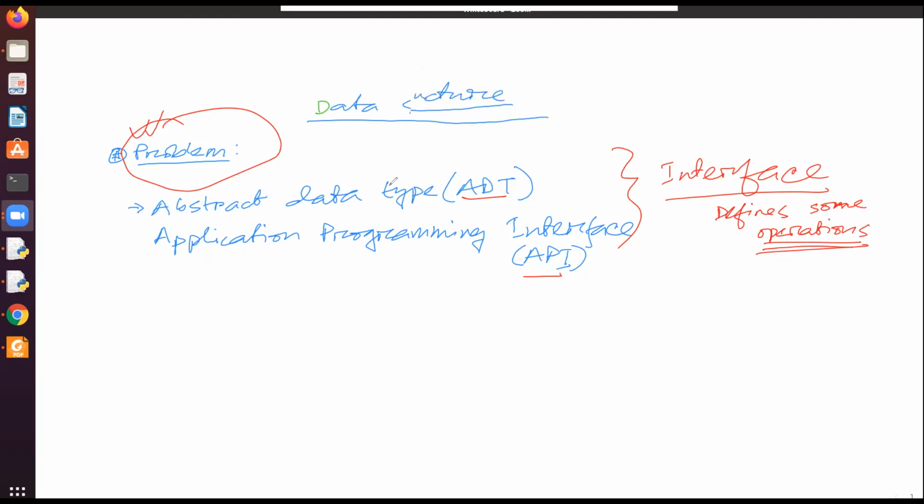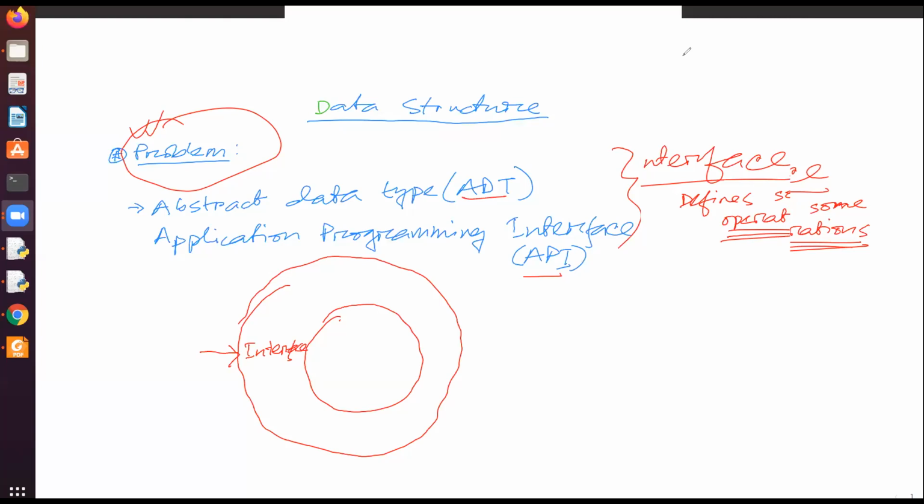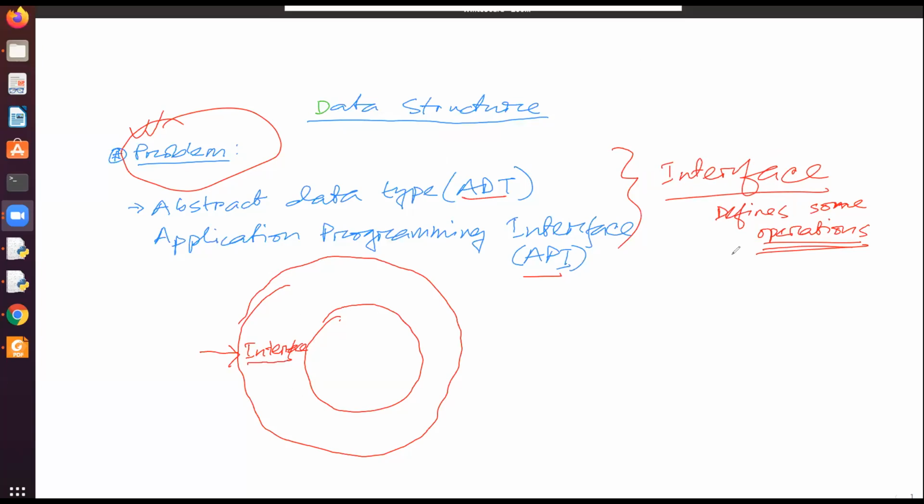So let me try again as far as I can. Okay, so this is a circle, and I should draw another circle inside it. And this is interface. The outer circle is giving us interface. As I have told, that interface gives us or defines operations, and what is there beneath it is called implementation. So here you have interface, and inside the interface you have the implementation.